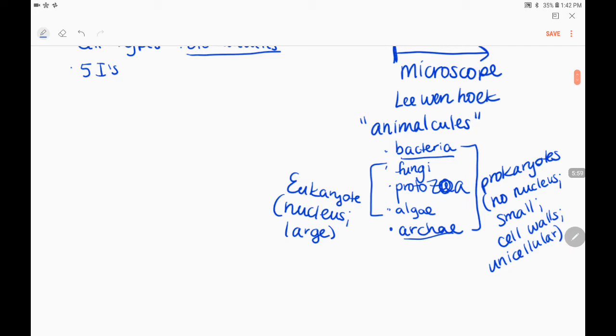Whereas eukaryotes, I didn't write anything about cell walls because some of them have cell walls and some of them don't. I didn't write anything about unicellular or multicellular because you can see both. The fungi can be unicellular or multicellular. The protozoa are typically unicellular. Algae are typically multicellular. You are multicellular and you have a nucleus, but you do not have a cell wall. Plants have cell walls. And we're all in the same category. Okay. So that's Leeuwenhoek's contribution.